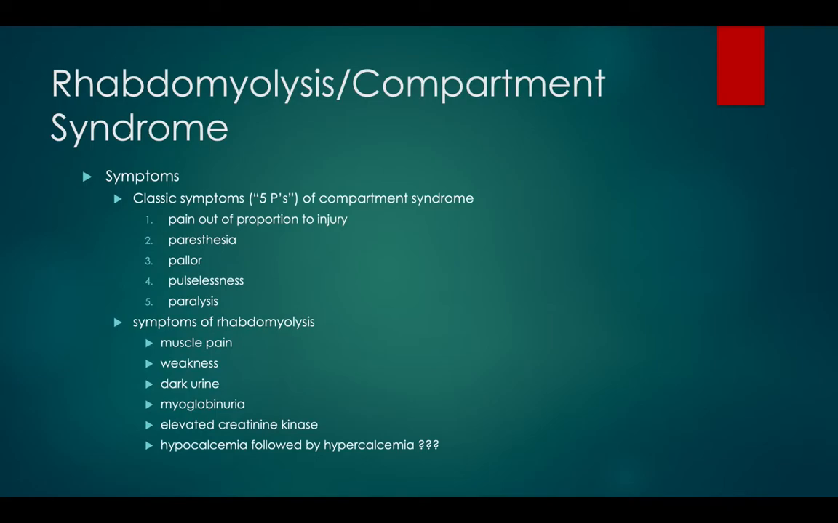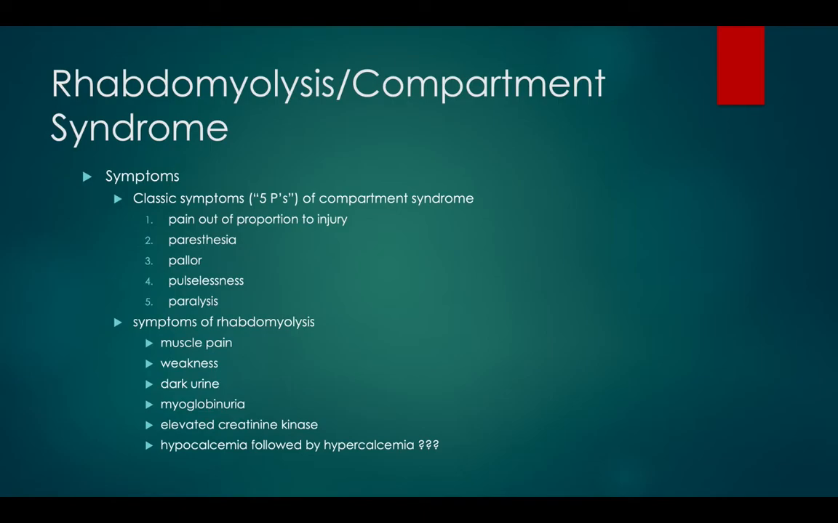So with compartment syndrome specifically, there's the 5 P's that we talk about. So these all have to do with impaired blood flow to an extremity, or ischemia to the extremity. So when the extremity doesn't get good blood flow, it causes ischemia. The tissue starts dying from lack of oxygen, and these are all the symptoms that you get.